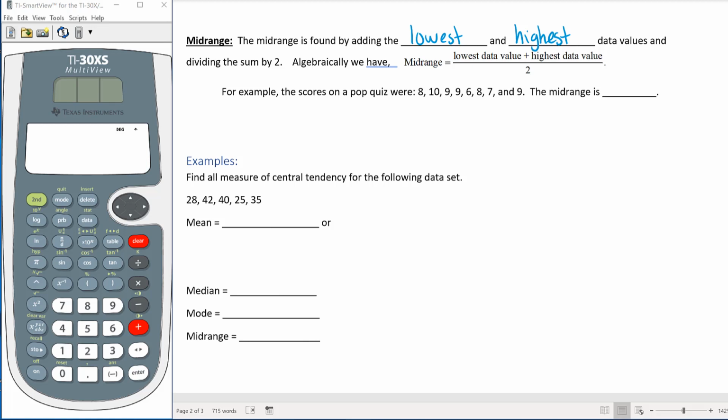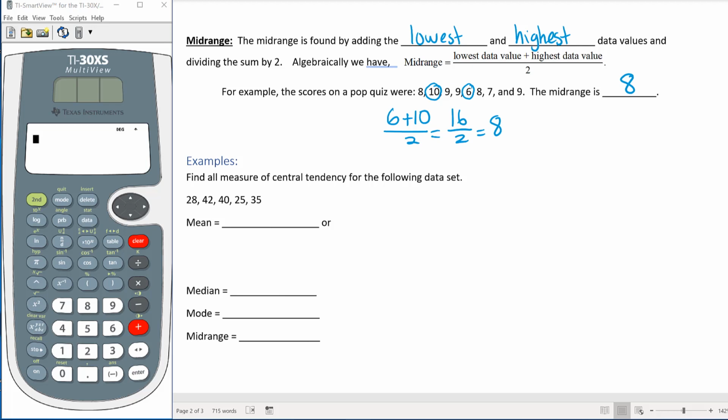This is not nearly as robust as the mean, because we're only using 2 values to average instead of all of the values. The lowest value here is 6, the highest value is 10, so I simply take 6 plus 10 divided by 2. 16 divided by 2 is 8. So the mid-range is 8. And that's how you find the mid-range.